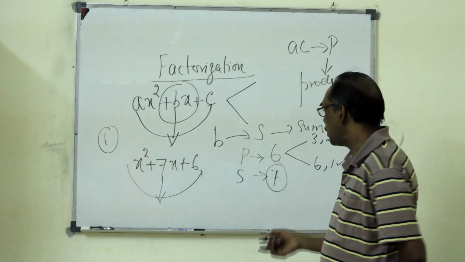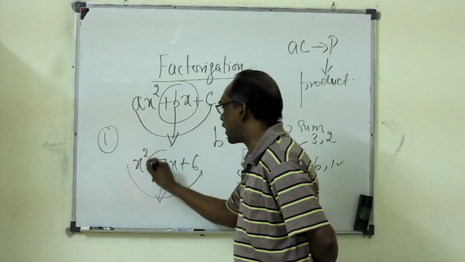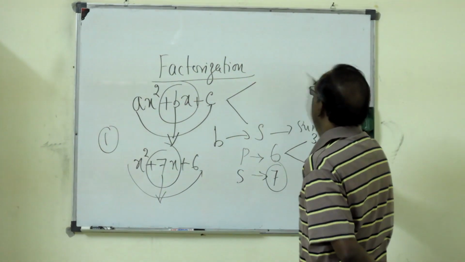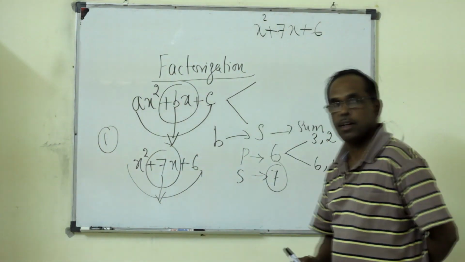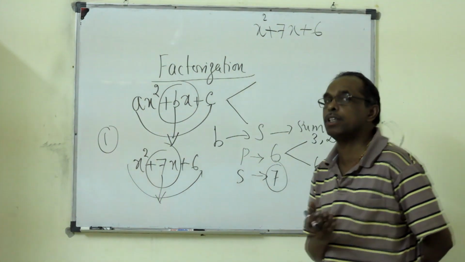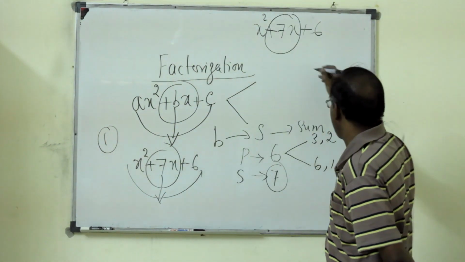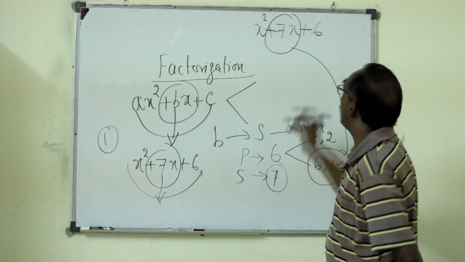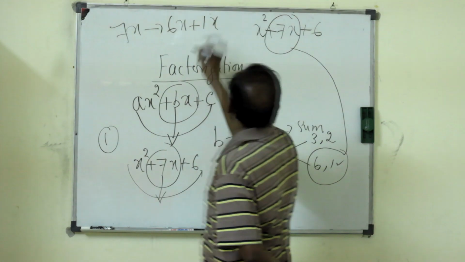Is it clear? So now what you are going to do, the method is called splitting the middle term. That means this 7x we are going to split into two terms. How? See here how I am doing that. So x square plus 7x plus 6. So we are having three terms. So we are going to make it into four terms so that by grouping the terms it can be factorized. So this 7x we are going to split in terms of the numbers which I found here. So 6 and 1. How are we going to split? 7x can be written as 6x plus 1x.